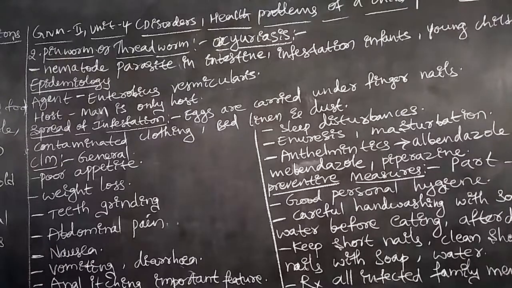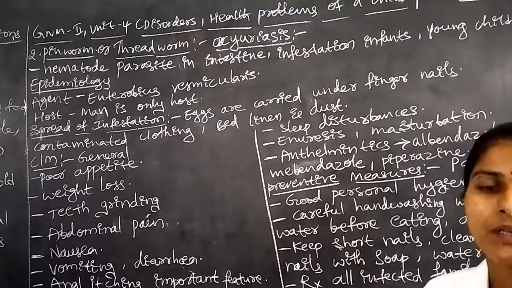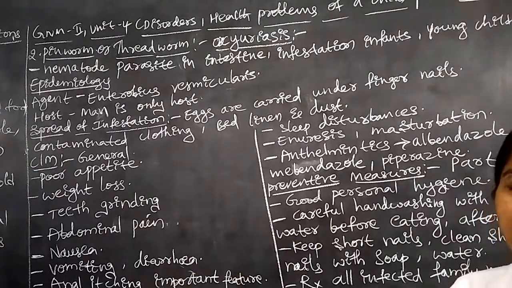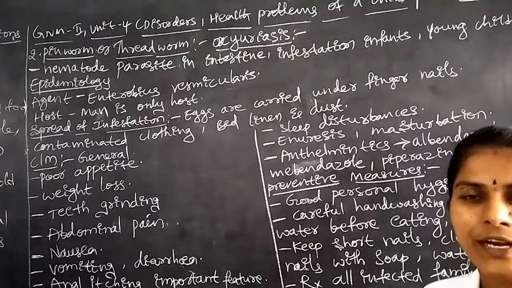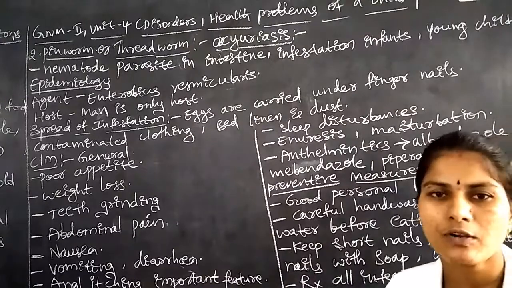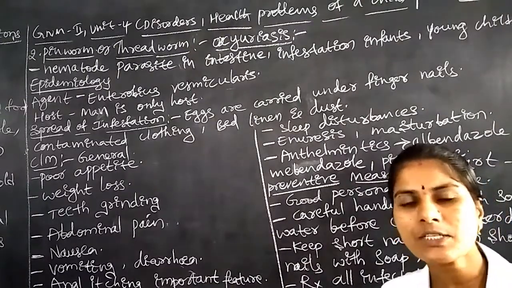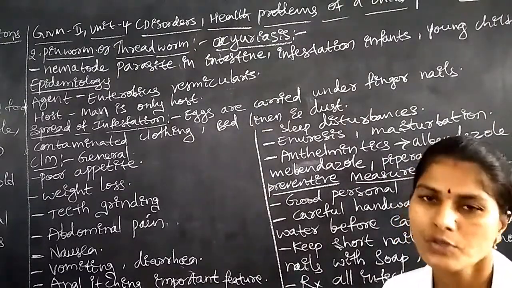Next one is careful hand washing with soap. By using soap after defecation or before going to eat any fruits or any food, the child should follow the strict hand washing techniques by using soap.